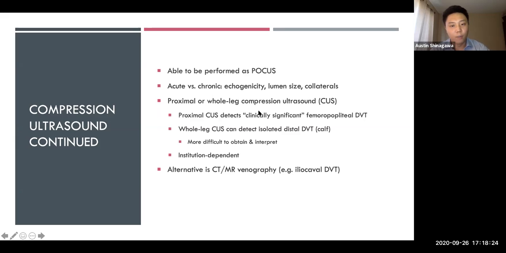An alternative to compression ultrasound is CT or MR venography. And this is useful for even more proximal DVTs like iliocaval. And then you can also just do direct venography by going in the vein.